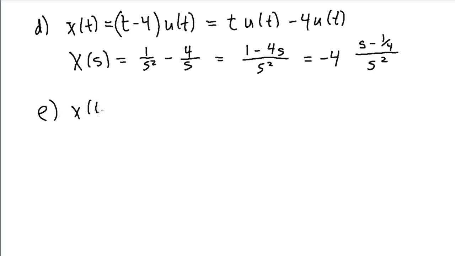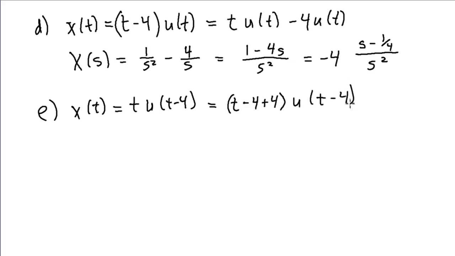A related example would be t times u of t minus 4. Again, this is a time-shifted function. It's non-zero only for t greater than 4. So I've got the time shift here of t minus 4. I'd like to introduce a time shift here. I can do that. It's a little math trick. And then write this as t minus 4 u of t minus 4 plus 4 times u of t minus 4.